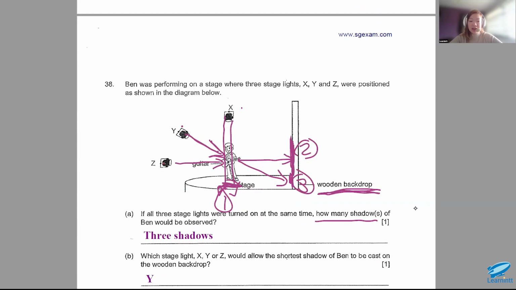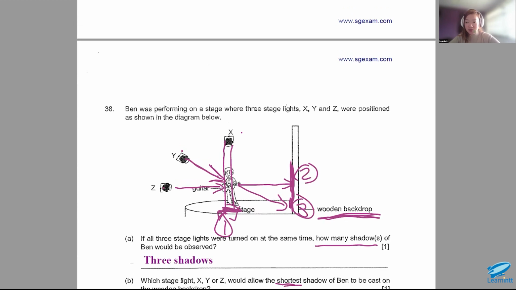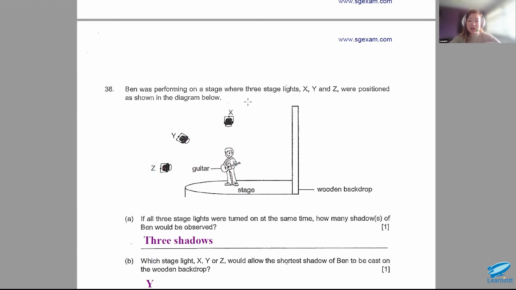Next one, okay. Which stage light, X, Y, or Z, will allow the shortest shadow to be cast on the wooden backdrop? Oh, sorry, give me a minute. Okay, so I have to remove this one so I can see clearly. So we're only talking about this part. Nothing to do with the stage, okay? So X is already out because the shadow for X will be here. I don't need this. I'm only asking about the wooden backdrop here. So it boils down now to Y or Z. Which one has the shortest shadow?